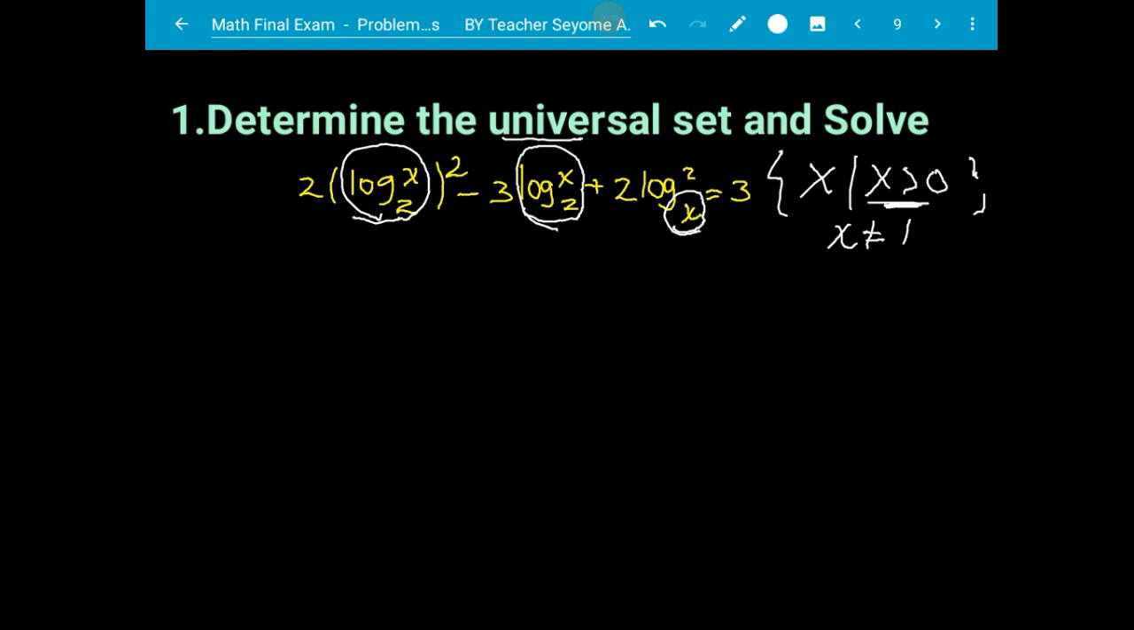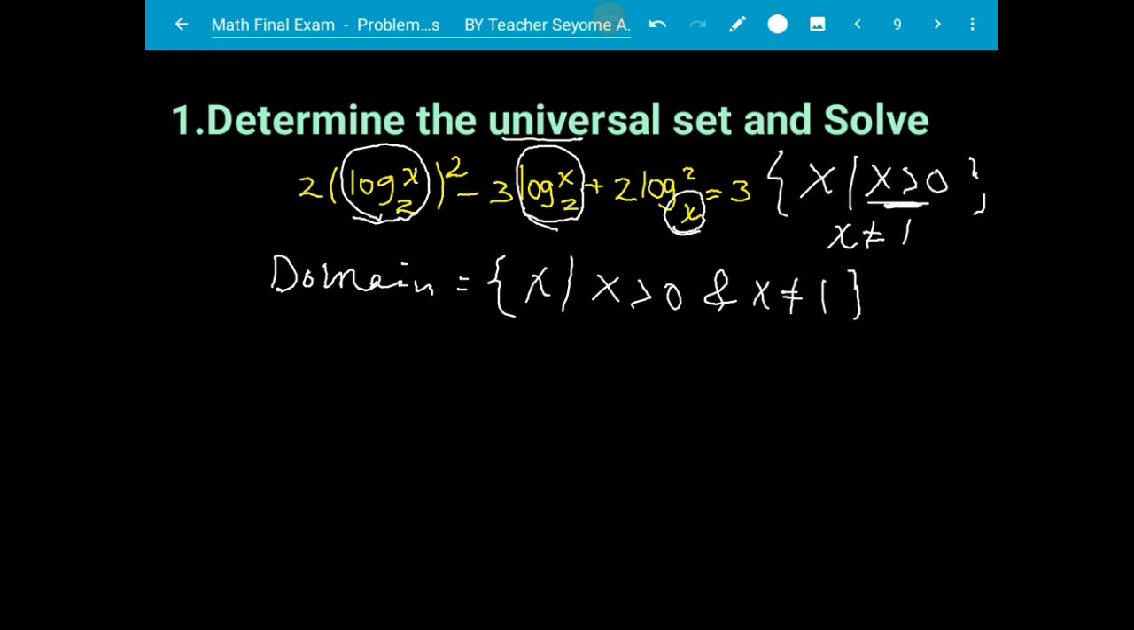So the domain, or the universal set of this equation, is x such that x greater than 0 and x different from 1. In interval form, which is greater than 0, you remove 1, so open interval 0 to 1 union open interval 1 up to infinity.